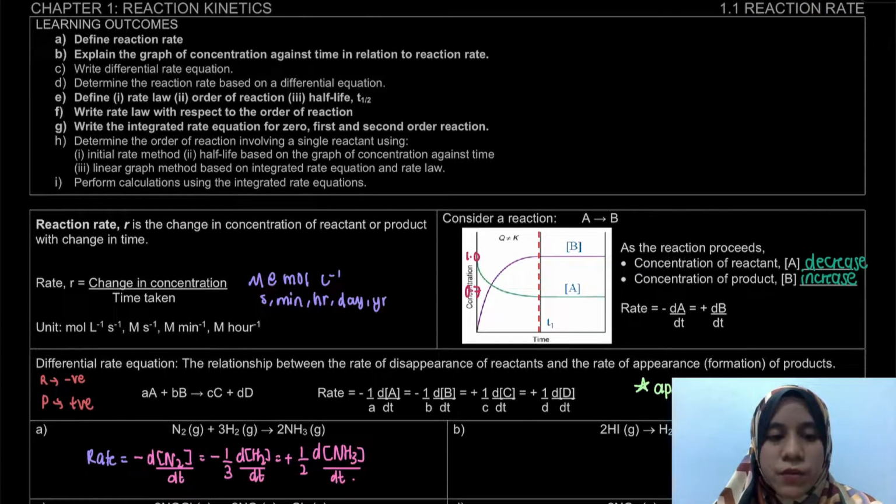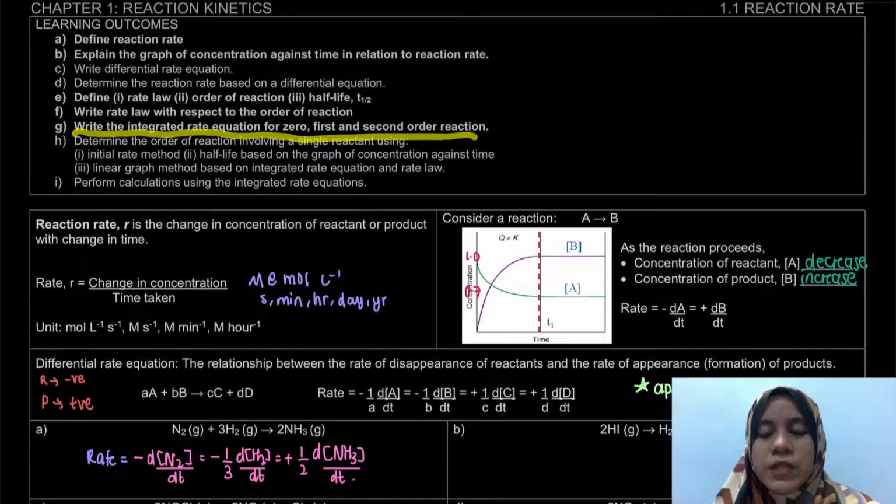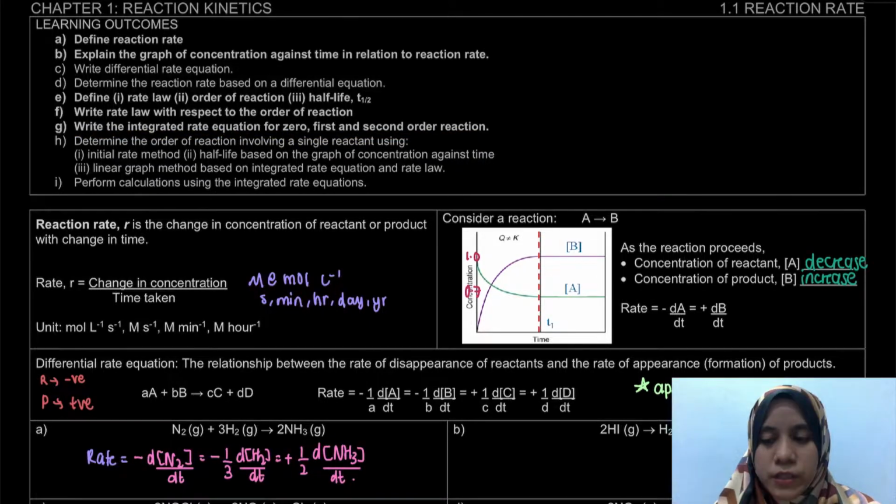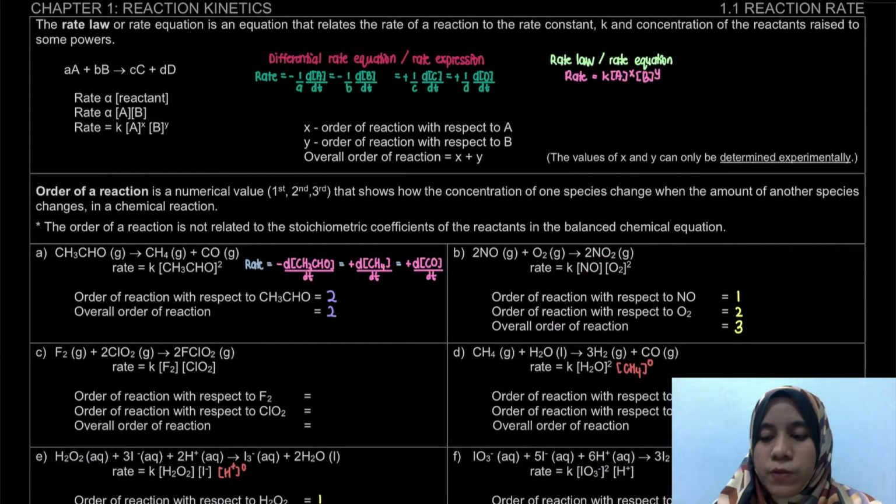And in this video, we're going to learn how to write the integrated rate equation for zero, first and second order reactions. Okay, so when we look back on our notes on page 3, we have learned how to write the rate law. And then for example A until F, from the rate law itself, the order of reaction has been given to us, so we can determine the order of reaction straight away.